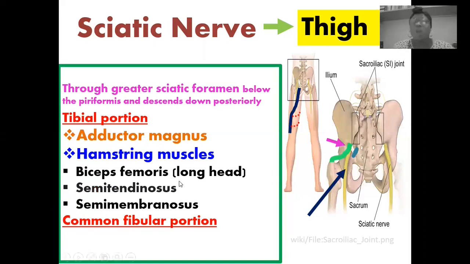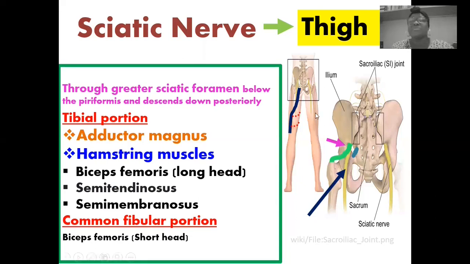So we see that all except the short head of the biceps femoris will be innervated by the tibial portion of the sciatic nerve, and this is around the posterior region of the thigh. So the common fibular nerve would then be giving supply to this section. That means it would be supplying the biceps femoris, specifically the short head of the biceps femoris.